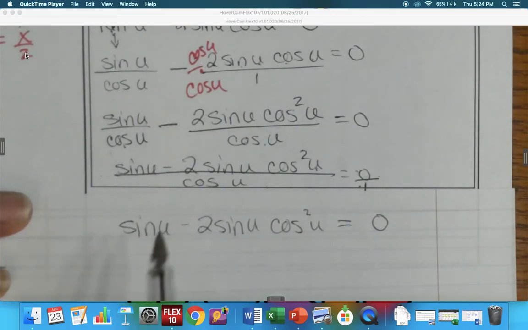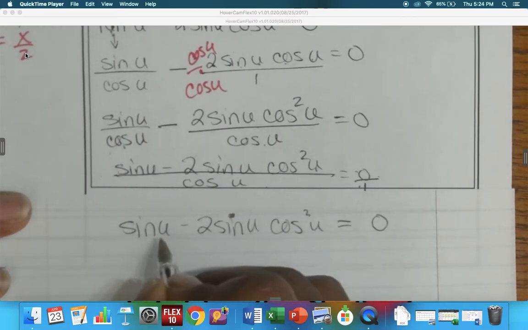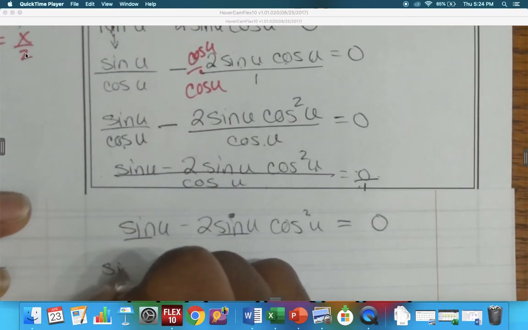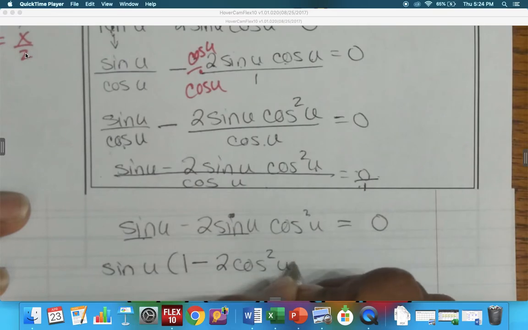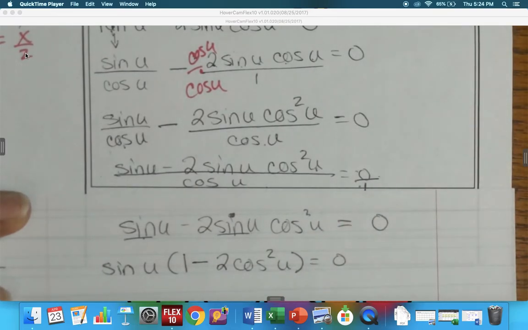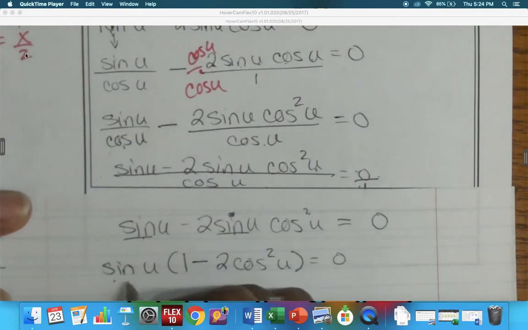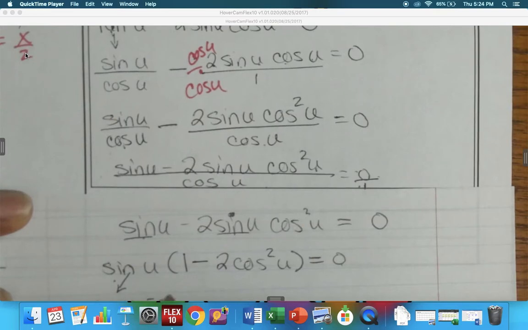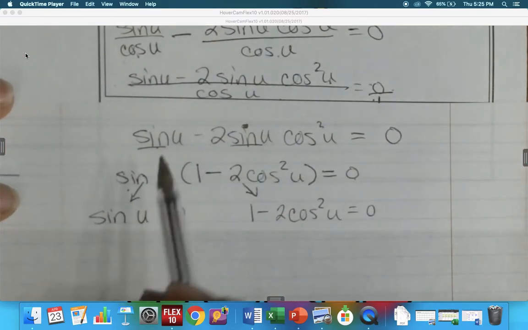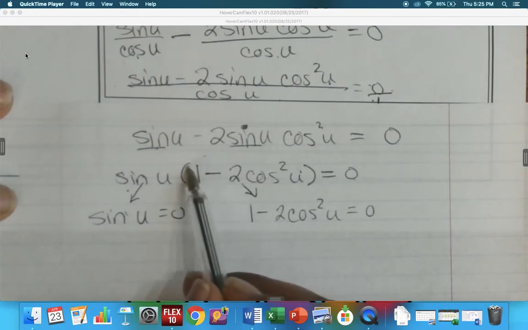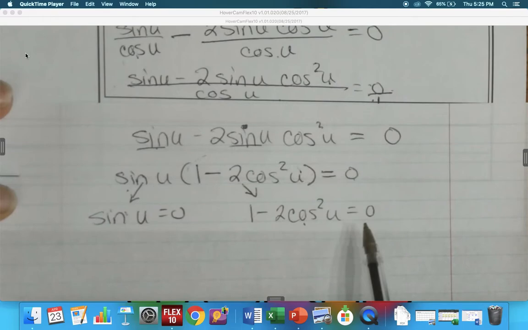Now this looks a little bit easier. I have a sine u and a sine u. Let me factor that out. And I end up with 1 minus 2 cos squared u. Now I can split up my equation. I have two different factors and it's supposed to be equal to 0. Either sine u equals 0, or this factor of 1 minus 2 cos squared u equals 0. And then we go and solve.